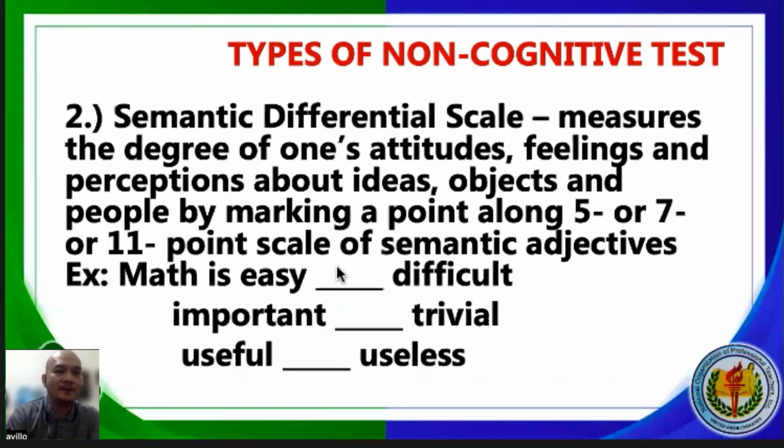Ito yung halimbawa, math is easy, blank difficult. So kung i-ano mo siya into 11-point scale or 10-point scale, saan dyan? 8 ba? Easy or difficult? Ganon. Okay? Math is important, trivial. Math is useful or useless. Ito yung semantic differential scale na sinasabi.